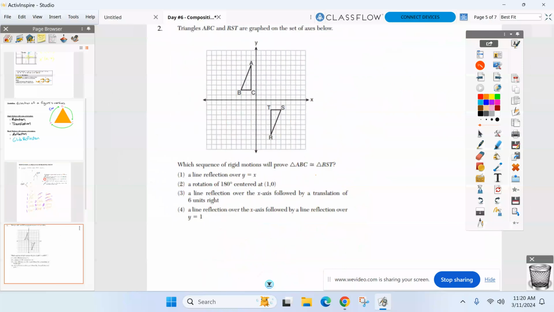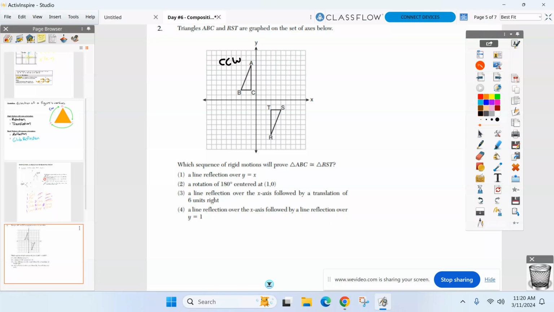All right. Next up, let's keep getting better at this. This is the skill I was talking about. You have to be able to carry one figure onto another. So how do I get ABC onto RST? Which rigid motion will prove them congruent? All right, ABC. What's the orientation on ABC? Counterclockwise.